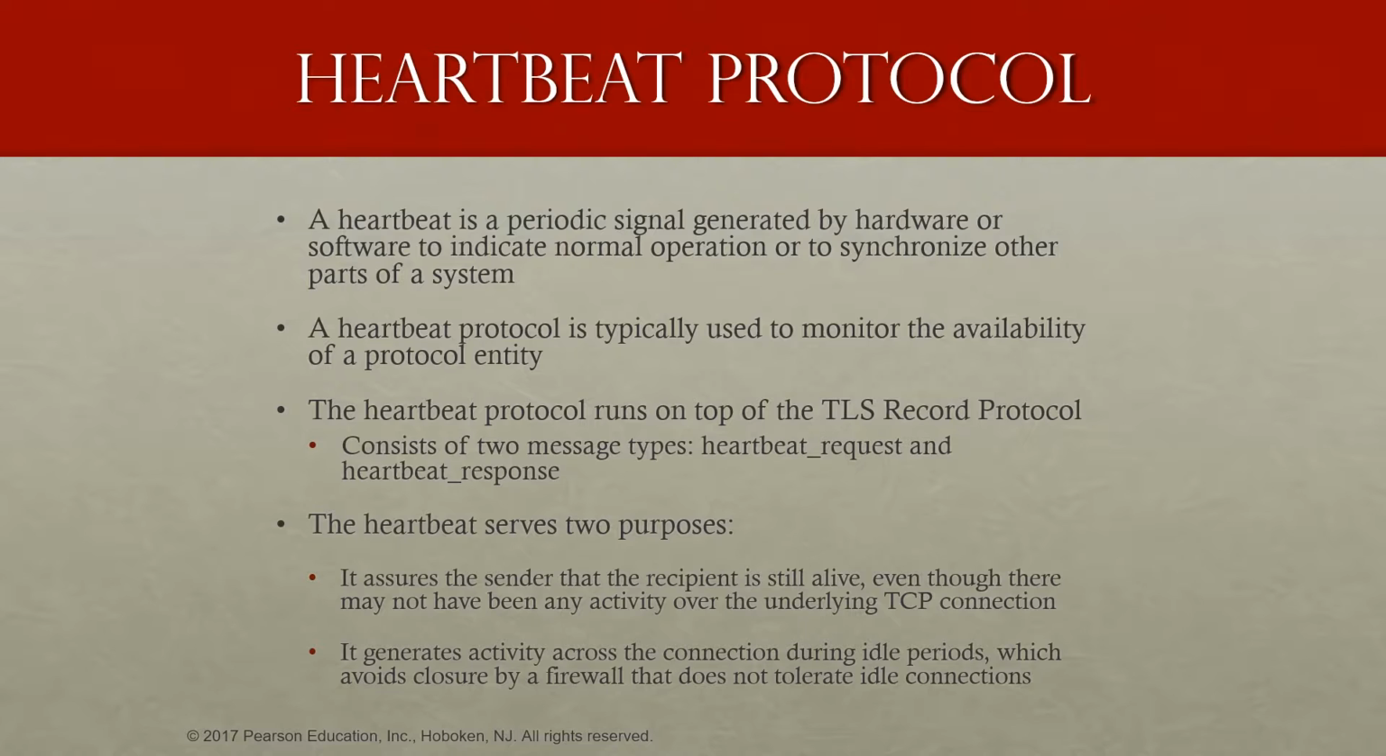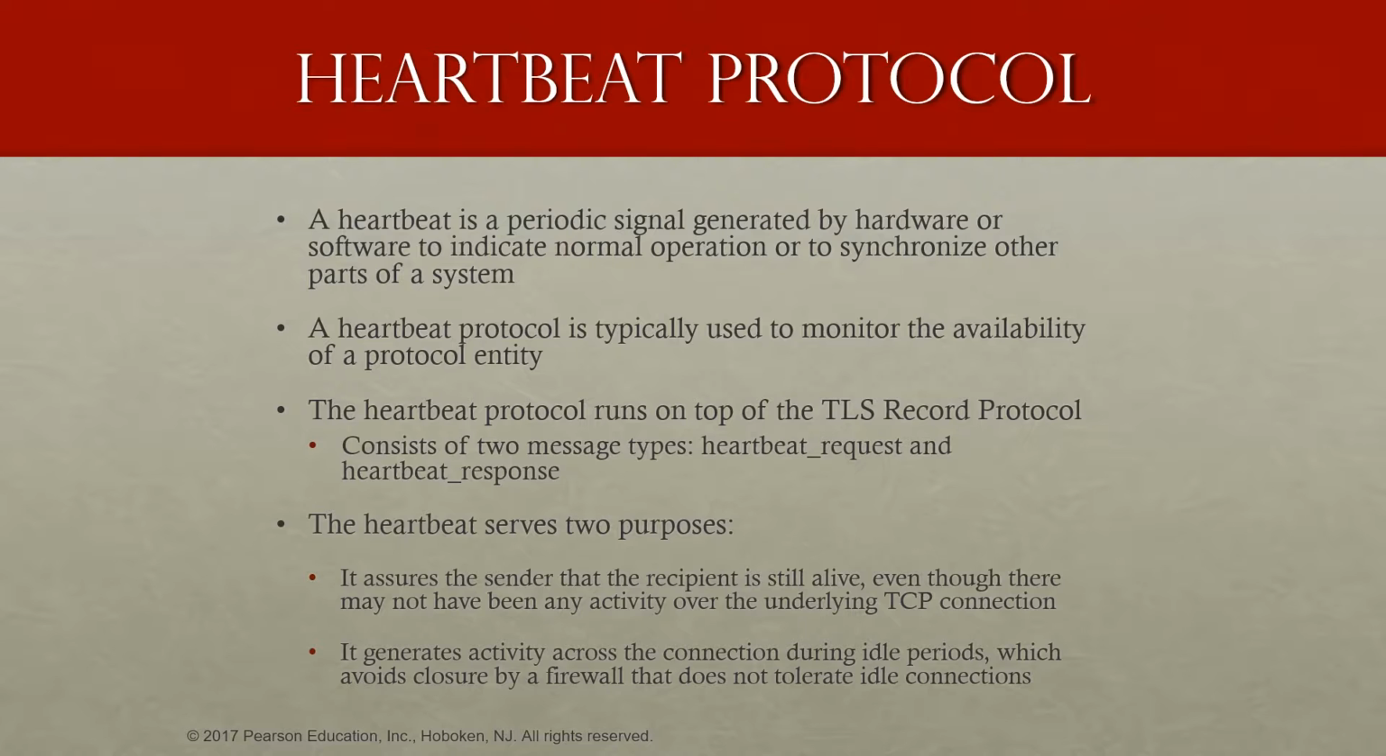The heartbeat protocol runs on top of the TLS record protocol and consists of two message types, heartbeat request and heartbeat response. The use of the heartbeat protocol is established during phase 1 of the handshake protocol. Each peer indicates whether it supports heartbeats. If heartbeats are supported, the peer indicates whether it is willing to receive heartbeat request messages and respond with heartbeat response messages, or only willing to send heartbeat request messages.